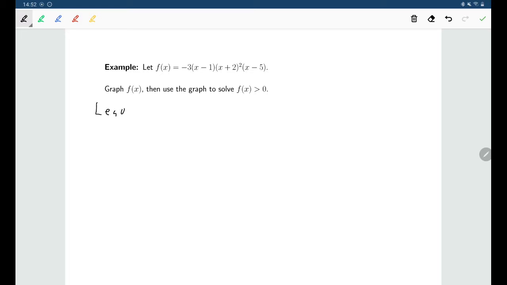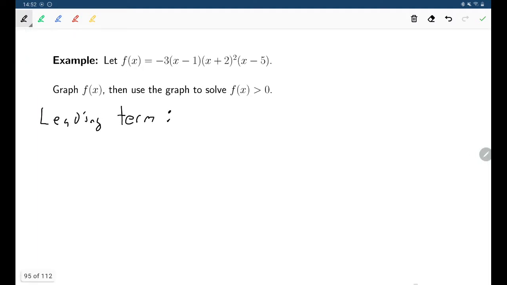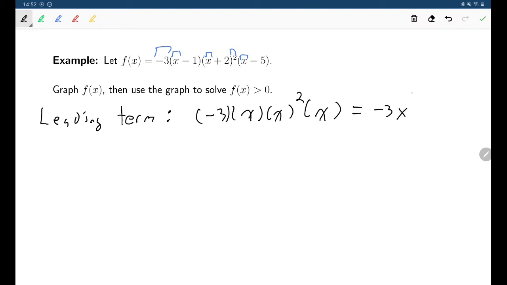I'll get my leading term out. And remember, we find our leading term by multiplying the leading terms of all of our factors together. In the first factor, the leading term is -3. In the second factor, it's x. In the third factor, it's x, and it's being squared. And in the fourth factor, it's x. So our leading term is -3, there's an x that's being squared, and there's another x, so that is -3x to the 4.